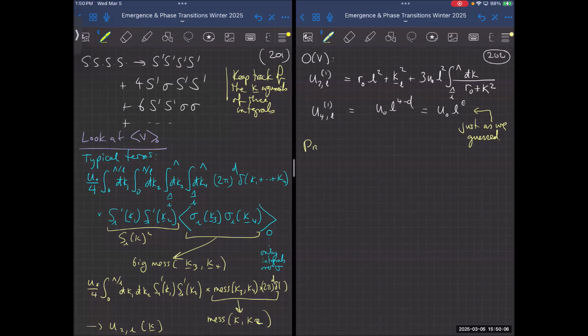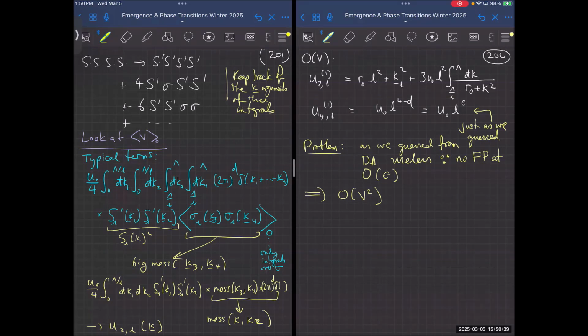So we have a big problem, is that as we guessed from dimensional analysis, this is useless because there is no fixed point at order epsilon. And so that means, okay, now you have to go and do the calculation to order V squared. Okay, all right. So I'm now going to write down for you what happens when you do this.